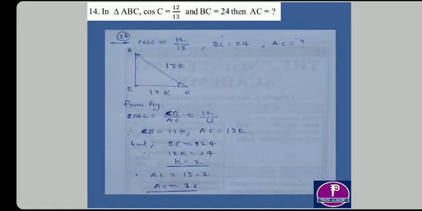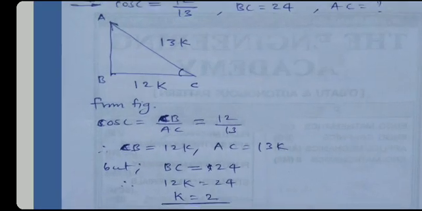Okay, next is in triangle ABC, cos C is 12 upon 13, BC is 24. Find AC. So assuming angle B as 90 degrees, here we have drawn triangle ABC as a right angle triangle. Cos C is given.